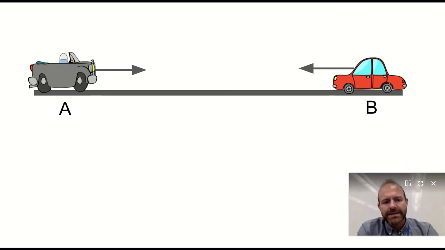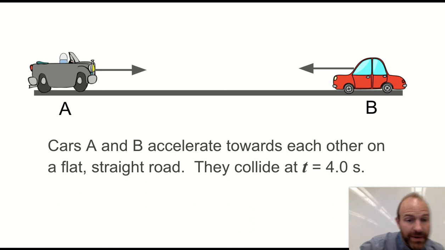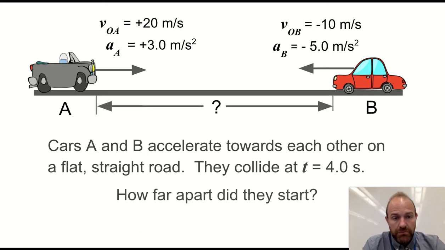So that leads us to an example. We've got two cars heading towards each other. Cars A and B accelerate towards each other on a flat, straight road. They collide at time equals 4 seconds. Now, what we know is that the initial velocity of each of these cars is given. And we've got the acceleration rates of each of them. And then they're going to collide. Now, you might ask the question, how far apart did they start?